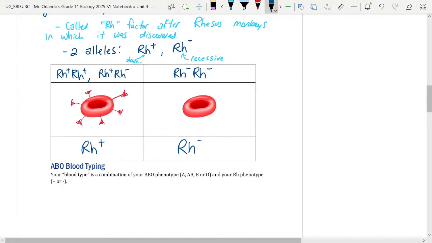Your blood type is a combination of your ABO phenotype, A, AB, B, or O, and your Rh phenotype, positive or negative. So how many possible combinations? Altogether, there are how many different blood types? A combination of those and positive or negative. So you could be A positive or AB positive or AB negative, B positive or B negative, or O positive or O negative. So how many? So there are 8 possible blood types.